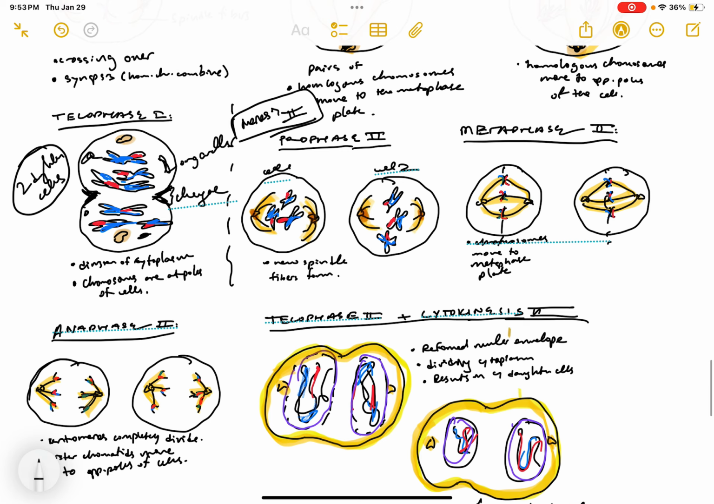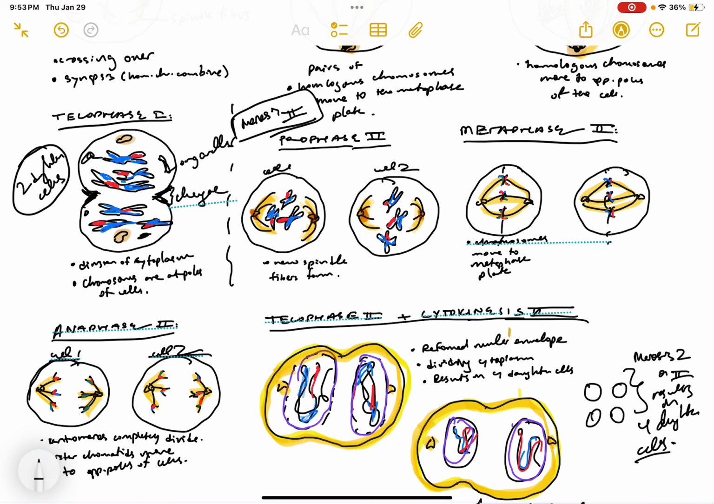In anaphase 2, what happens is centromeres completely divide. Sister chromatids move to opposite poles of the cells, as you can see within this diagram of cell 1 and cell 2. Then in telophase 2 and cytokinesis 2, we have a reformed nuclear envelope. Basically, the nuclear envelope forms again, and the cytoplasm completely divides. It results in not 1, not 2, not 3, but 4 daughter cells. So meiosis 2 results in 4 daughter cells instead of 2.